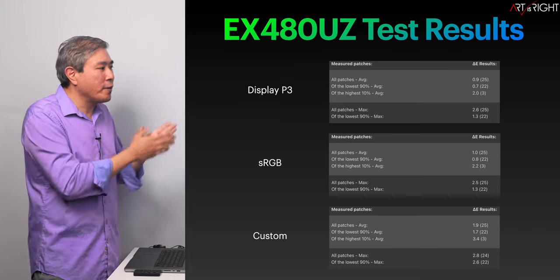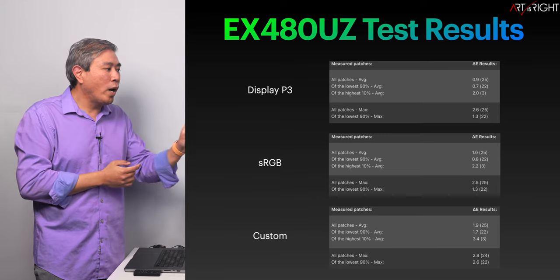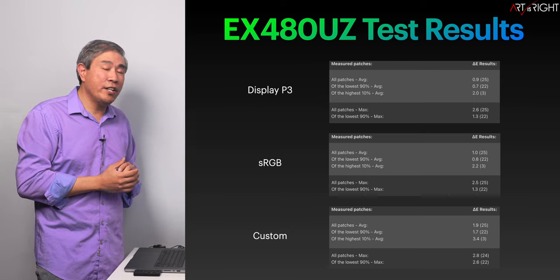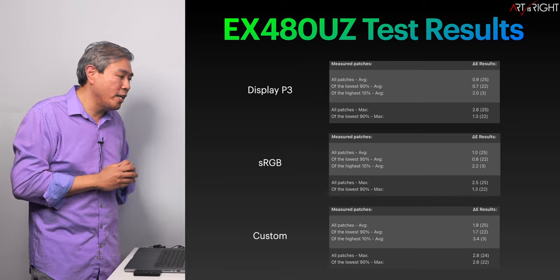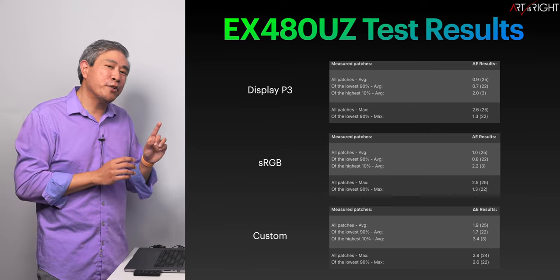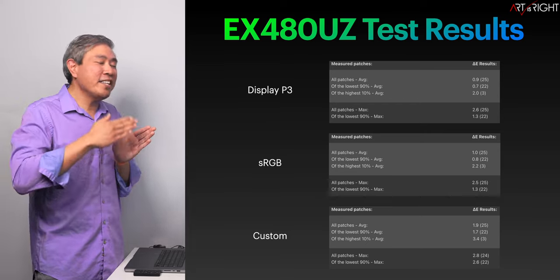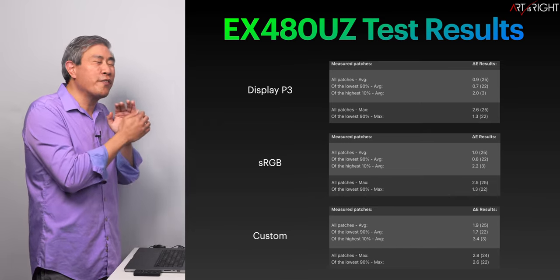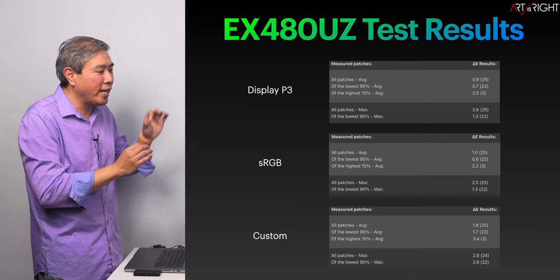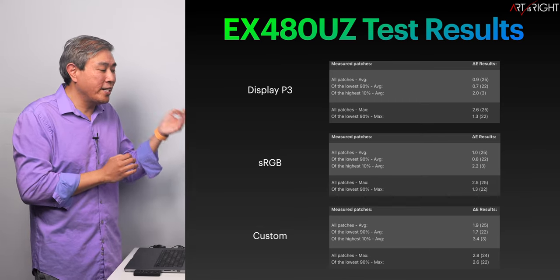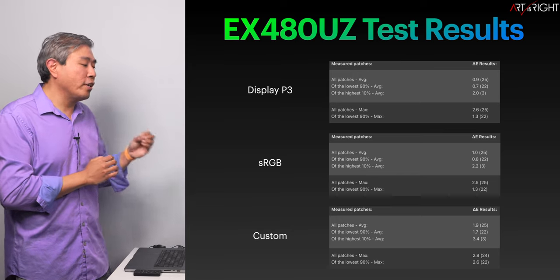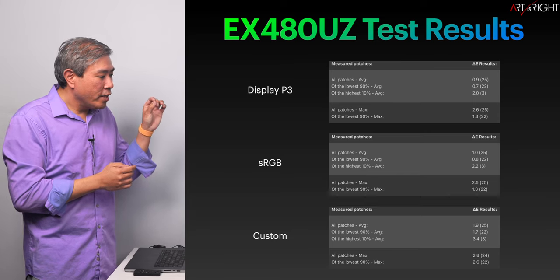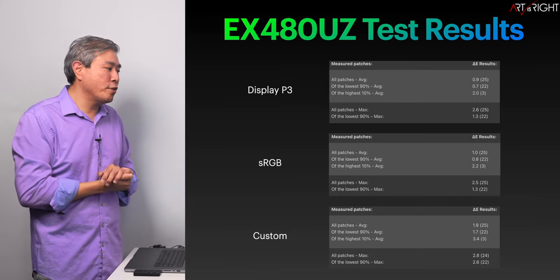So for Display P3, the average is 0.9 with one max patch at 2.6. For sRGB, we get an average delta E of 1. These are really great average delta E values, by the way, with one max patch at 2.5. Again, in the 2 range it's a little bit high, but it's only for one color. And in the last one, the custom mode, I have tried numerous settings, and this is the lowest delta E I can get. The average on all the patches for this one is 1.9, which is rather high, and the max for one of the patches is 2.8.